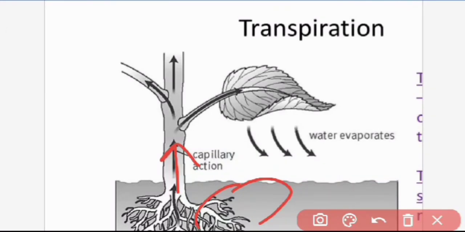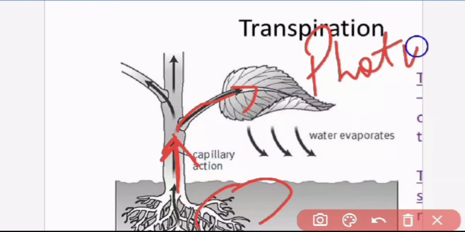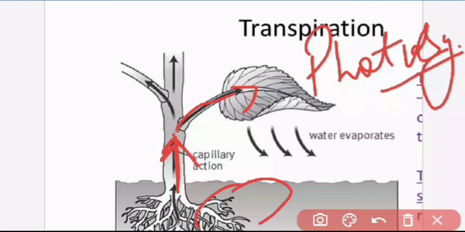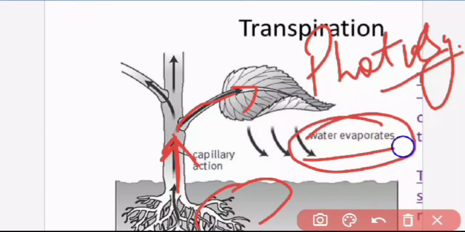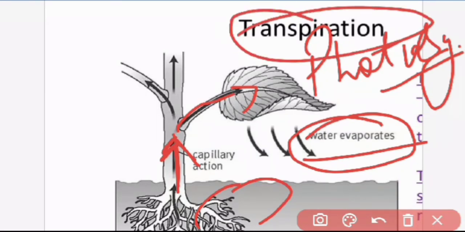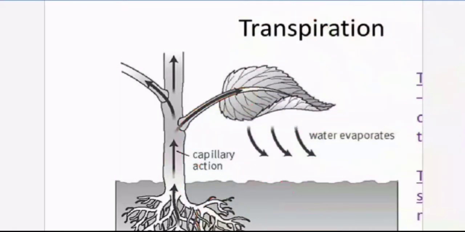So what is happening in transpiration? The water is taken up with the help of the stem, and after that the water is reaching the leaves. And after reaching the leaves, some of the water is being used for the photosynthesis process, and the extra, excess water is being evaporated in the form of water vapor. And this is what we call transpiration. This is the process of transpiration.